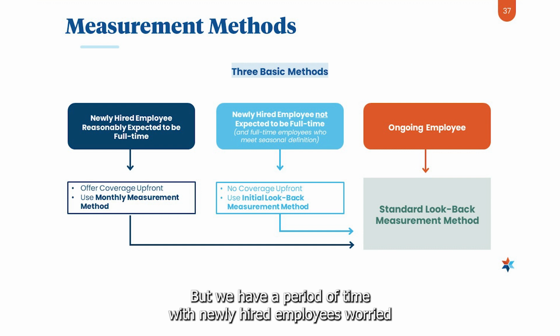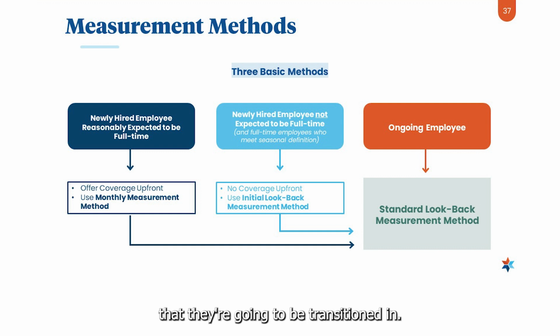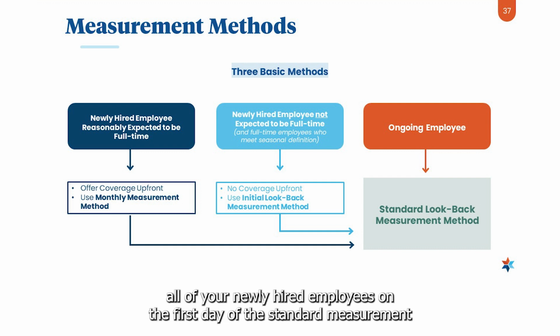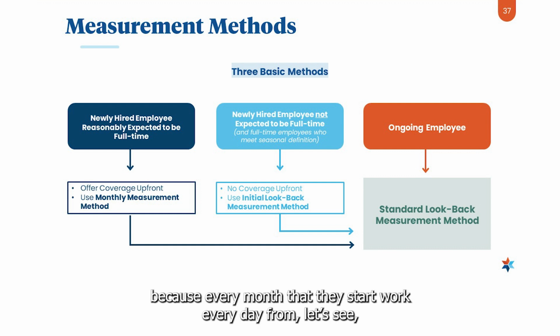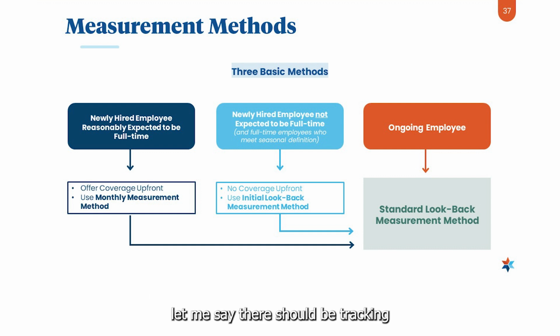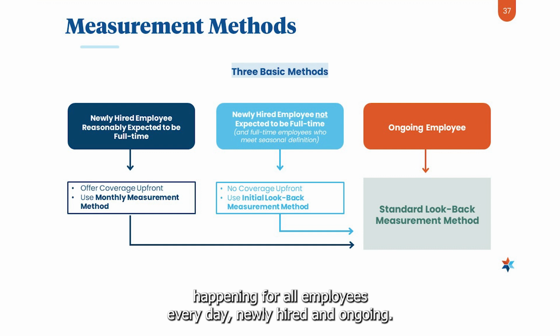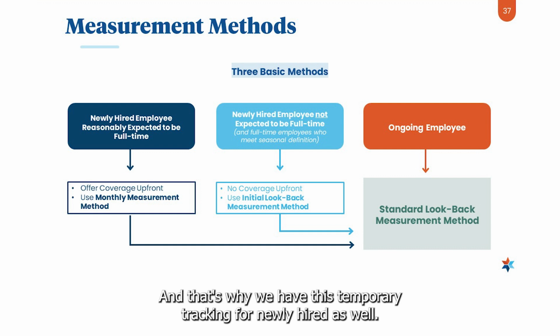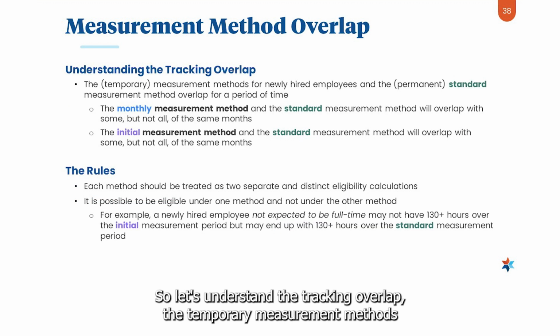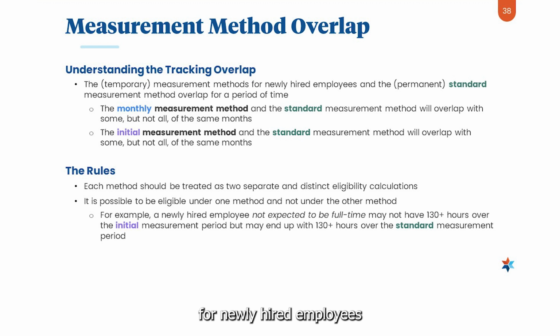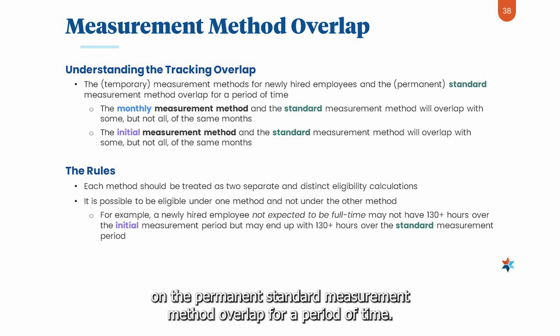But we have a period of time with newly hired employees where they're going to be transitioned in. And because you don't hire all of your newly hired employees on the first day of the standard measurement period, you've got to do a temporary method for these other employees, because every month that they start work, every day, there should be tracking happening for all employees, newly hired and ongoing. And that's why we have this temporary tracking for newly hired as well. So let's understand the tracking overlap. The temporary measurement methods for newly hired employees and the permanent standard measurement method overlap for a period of time.